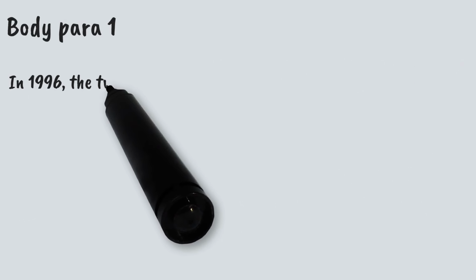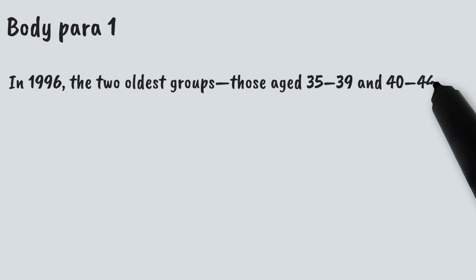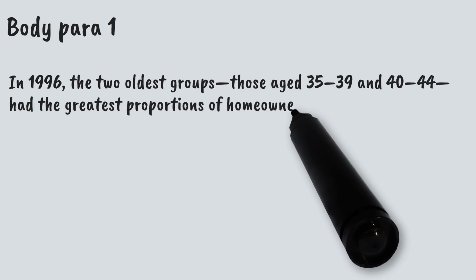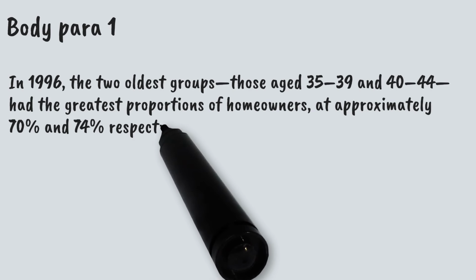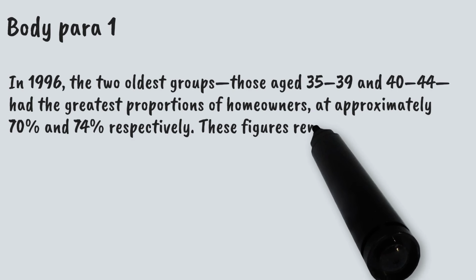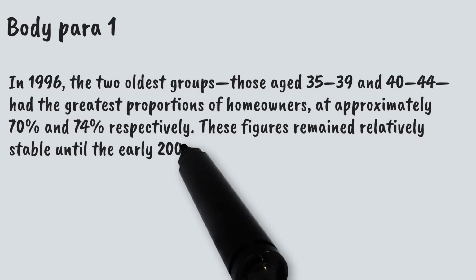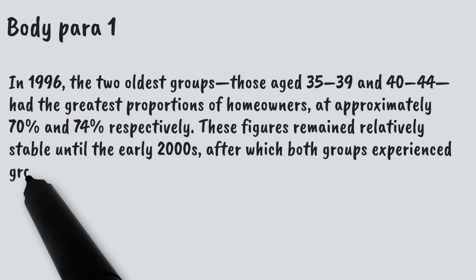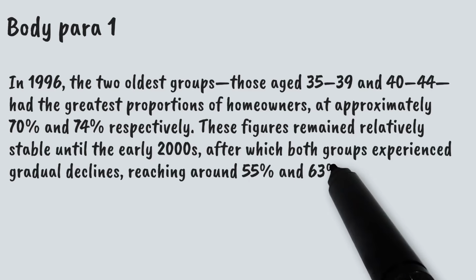In 1996, the two oldest groups, those aged 35 to 39 and 40 to 44, had the greatest proportions of homeowners, at approximately 70% and 74%, respectively. These figures remained relatively stable until the early 2000s, after which both groups experienced gradual declines, reaching around 55% and 63% by 2015.